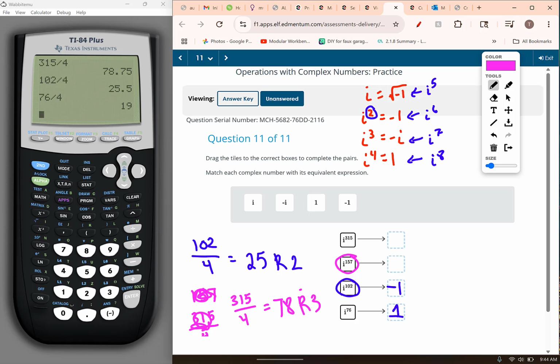So that means i to the 315th power, this is what we're looking at, is going to be equivalent to i to the third power, which is negative i. Only one choice left for i to the 157th power, and that is i.